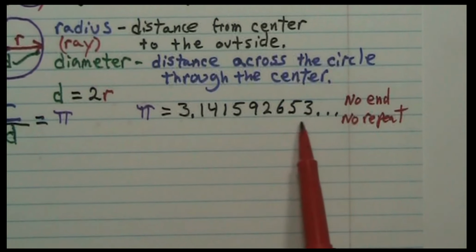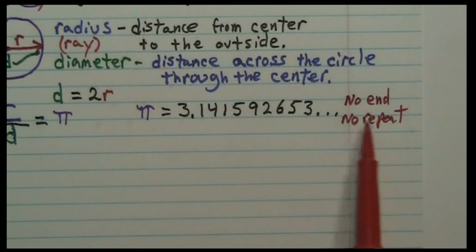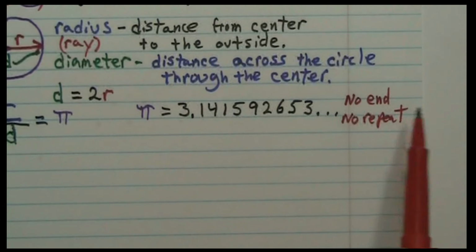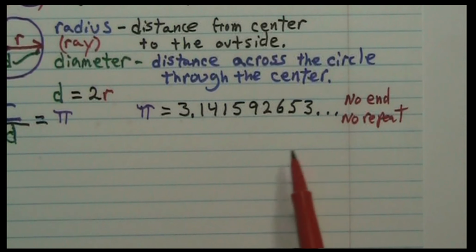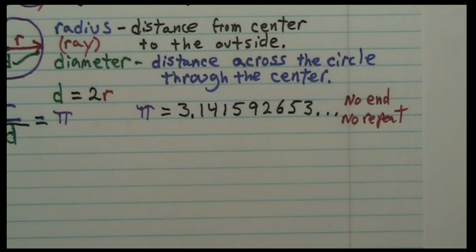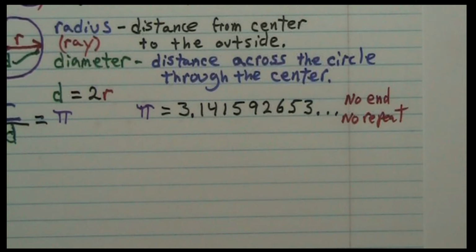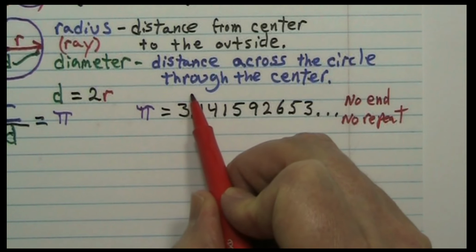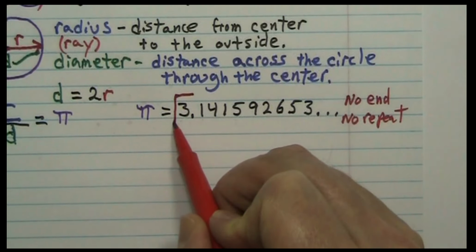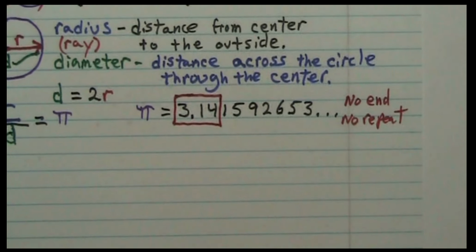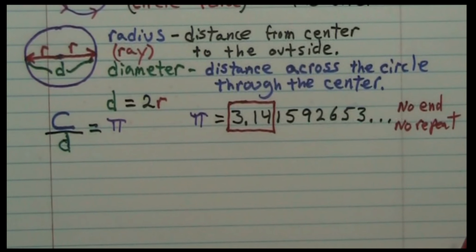So in other words, it's not going to repeat the same numbers. It's not going to have 2653, 2653, 26. It's not going to do that. It never repeats. You will see these numbers again, but it's not a pattern. But many times you will see people just round to the nearest hundredths. That's pretty much all we care about.